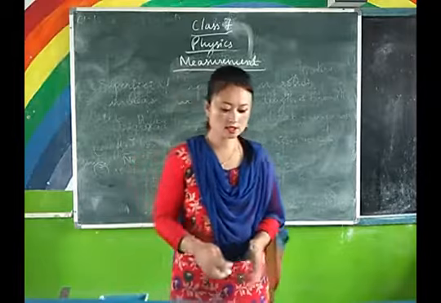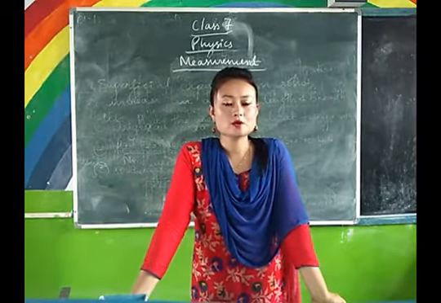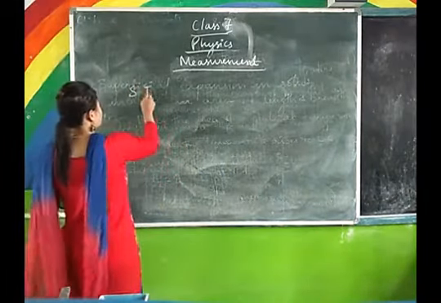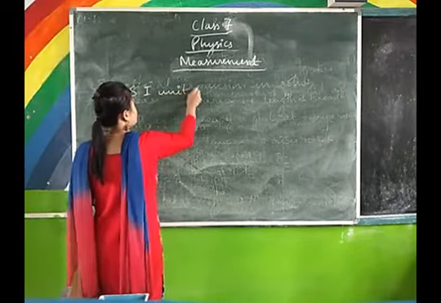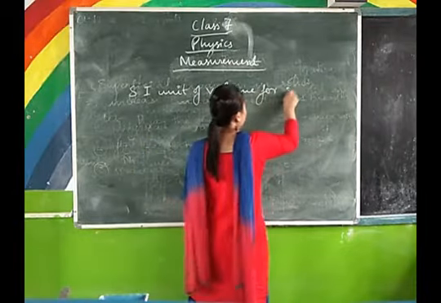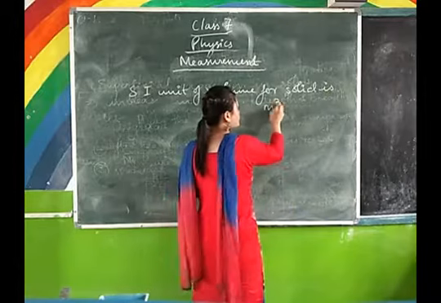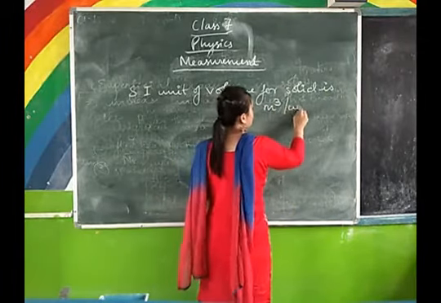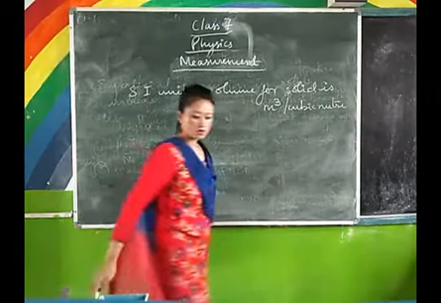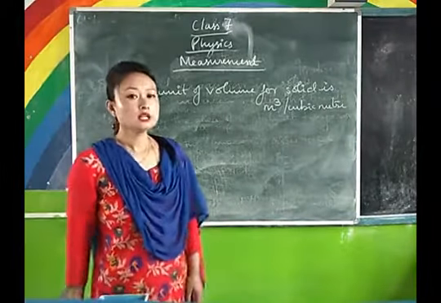When we discussed last time the units of volume, what was the SI unit of volume for solids? The SI unit of volume for solids, I told you, is cubic meter. Okay, but you cannot use the same for liquids.